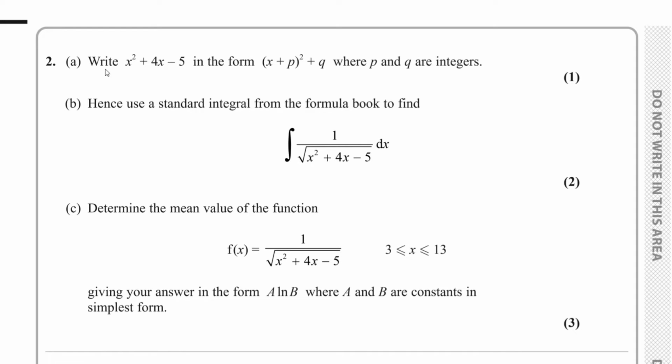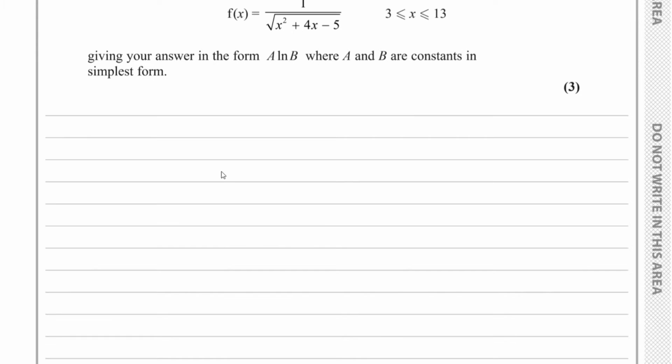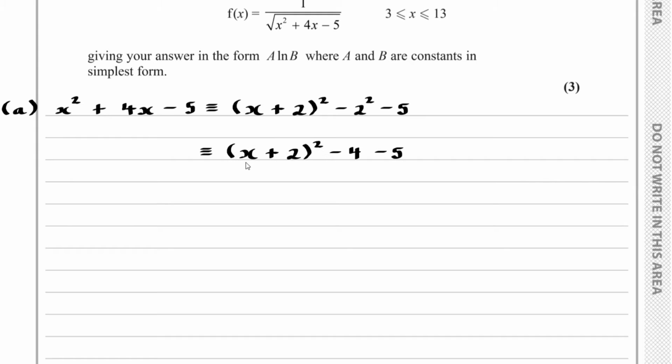Question 2, part A. We have to write x squared plus 4x subtract 5 in the form x plus p squared plus q, where p and q are integers. To begin with, we have x squared plus 4x subtract 5, and what we need to do is complete the square. And if we complete the square, well, we have x plus 2 squared subtract the square of 2 subtract 5, and we can simplify this to x plus 2 squared subtract 4 subtract 5, which simplifies to x plus 2 squared subtract 9.